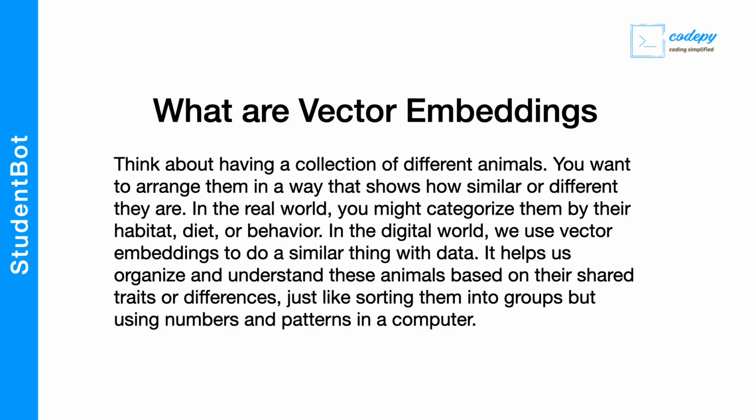What are vector embeddings? Think about having a collection of different animals. You want to arrange them in a way that shows how similar or different they are. In the real world, you might categorize them by their habitat, diet, or behavior. In the digital world, we use vector embeddings to do similar things with data. It helps us organize and understand these animals based on their shared traits or differences, just like sorting them into groups but using numbers in a computer.